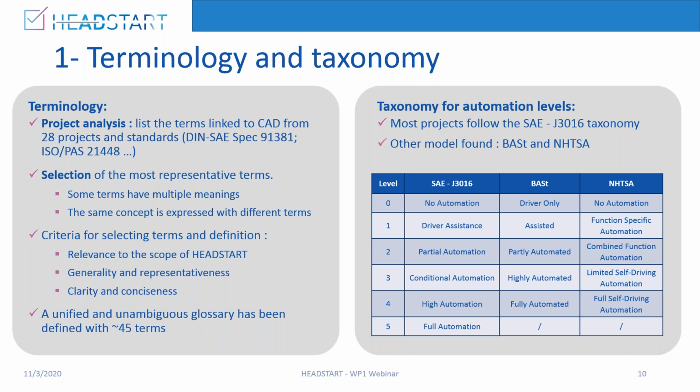So the first version of this glossary is available in the state of the art, which is the very first deliverable. But this glossary, of course, evolves with the project, so it is not the final version. And if you have any comment on it, you're welcome to tell us what you think about it, and if some terms should be used differently. So you can find the glossary there. You can find the 45 terms, but this might not be the final glossary for HEADSTART.